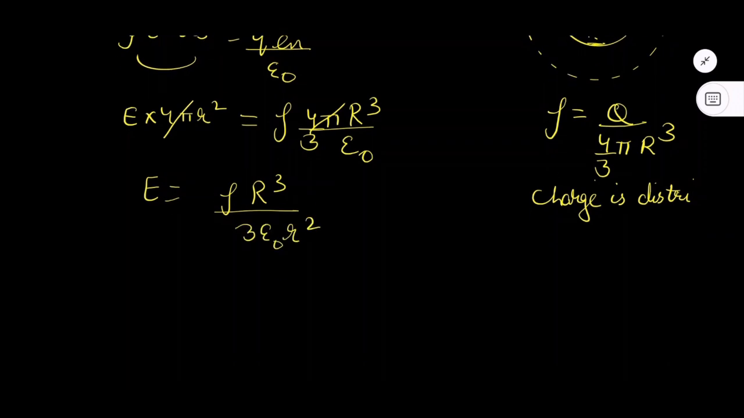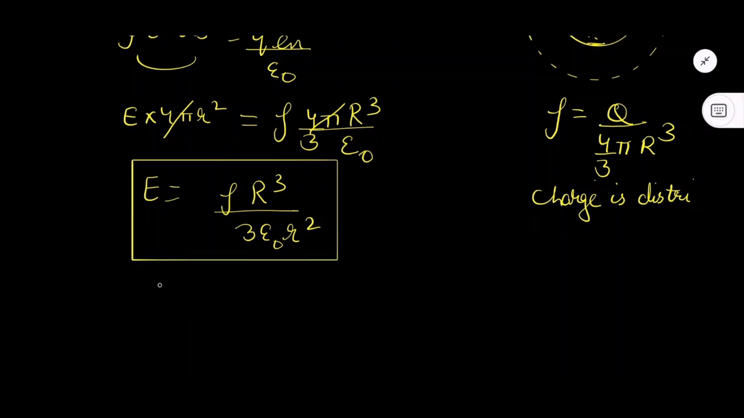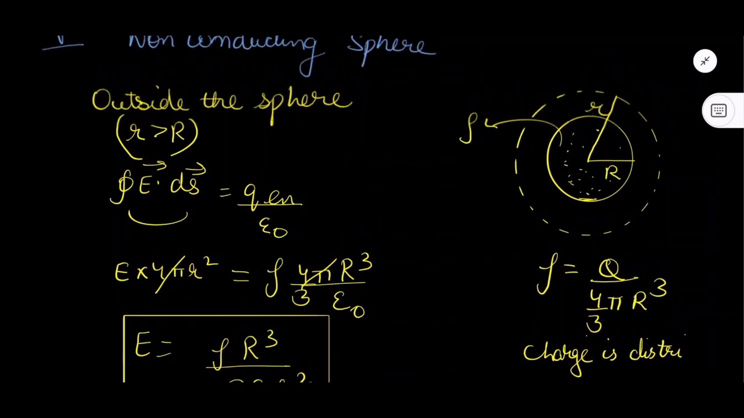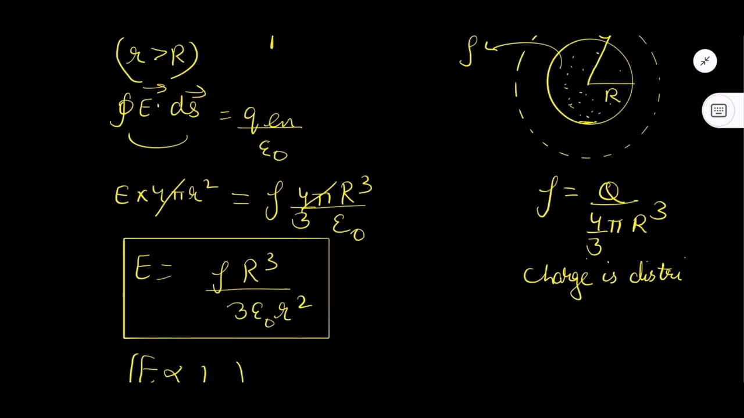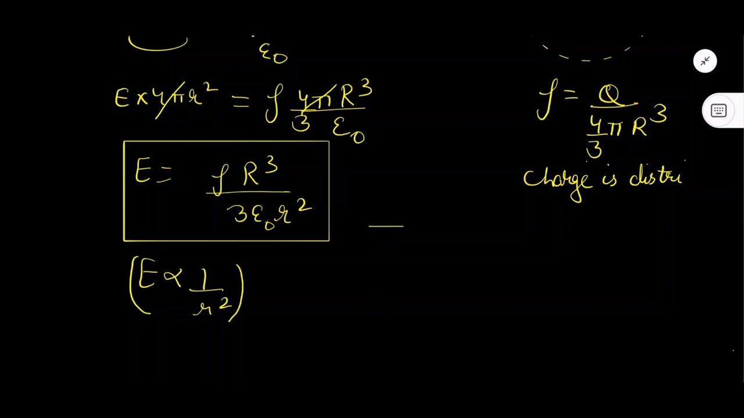So we are finally getting this expression for the electric field outside the sphere, which means that the electric field varies as 1 by r square. Okay, so this is the variation with the distance. Now if we are given the charge q instead of rho, what will happen in that case? Suppose we are given this q charge instead of rho. So what we'll be doing? We'll be applying Gauss law.